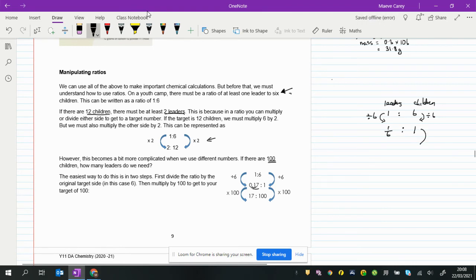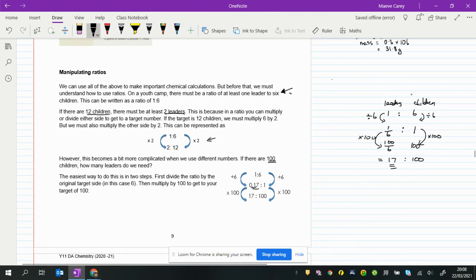But you have 100 children, so you just multiply each side now by 100. So now you've got 100 here and you've got 100 over 6, which rounds up to 17. So for every 100 children, you need 17 leaders. Obviously it's actually a decimal, but you can't have parts of a person, so it has to be rounded off to a whole number.